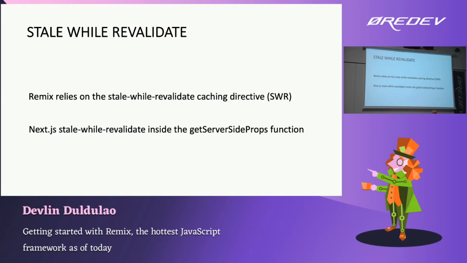So another one, stale while revalidate. To serve content as fast as possible, Remix relies on the stale-while-revalidate caching directive, or SWR. And Next.js also offers the possibility of working with stale-while-revalidate, but inside the getServerSideProps function.